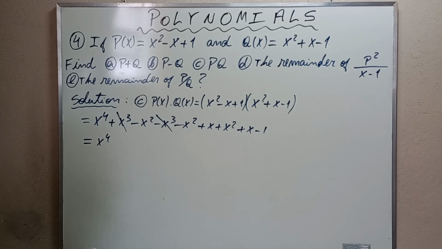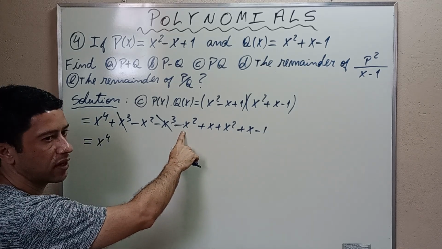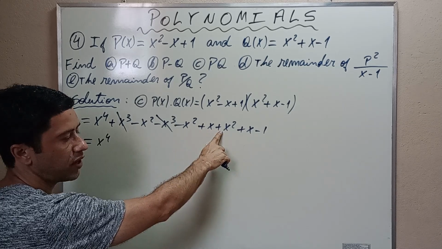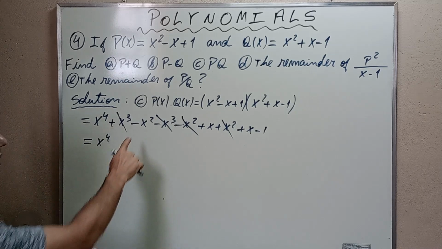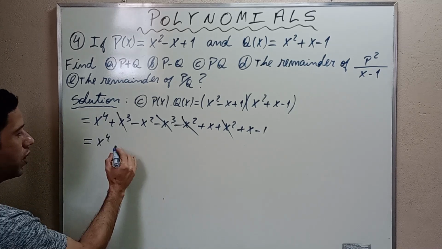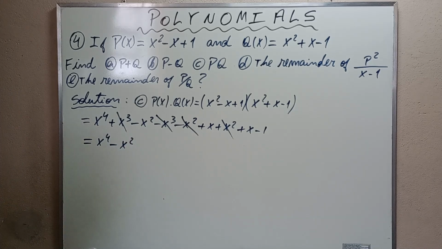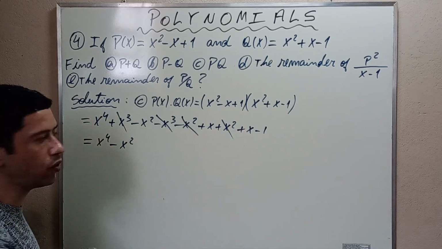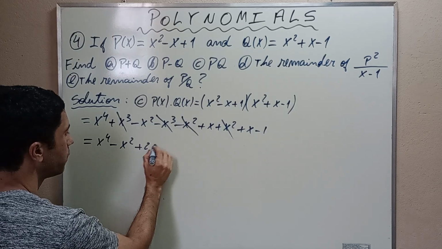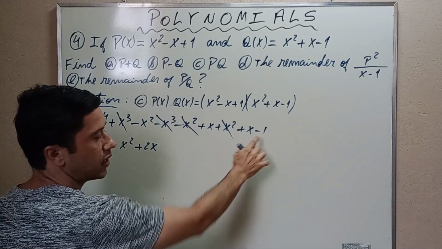Observe here that we have negative x squared and positive x squared, they cancel each other out. But I have here negative x squared. I repeat it. X plus x is 2x, and there is a negative 1 here.